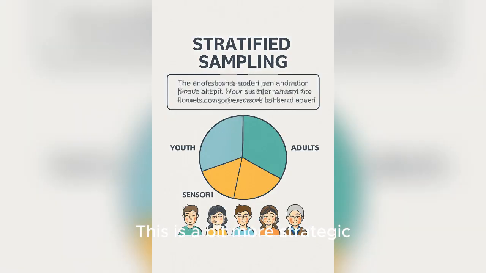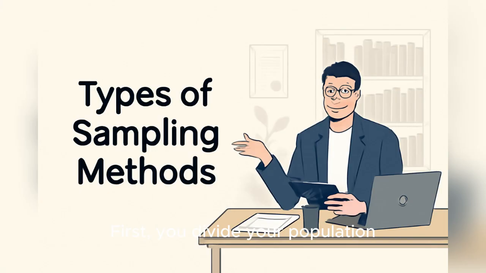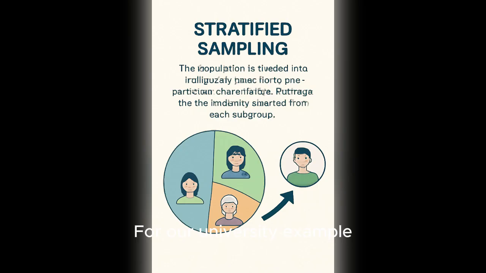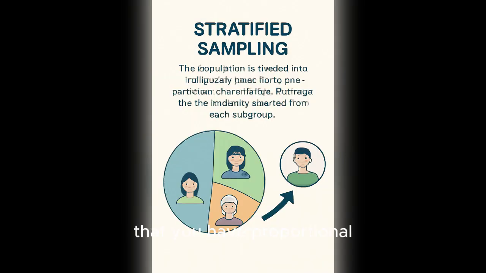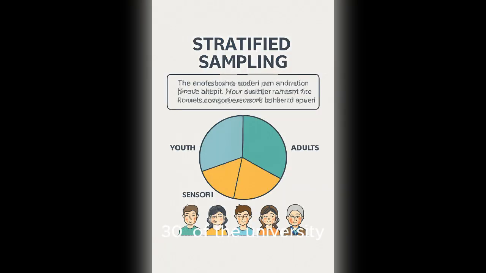Next up, we have stratified sampling. This is a bit more strategic. First, you divide your population into important subgroups or strata. For our university example, you might create strata based on year of study: freshmen, sophomores, juniors, and seniors. Then you perform a simple random sample within each of those groups. Why do this? It guarantees that you have proportional representation from every key subgroup. If freshmen make up 30% of the university, they'll make up 30% of your sample. This gives you much more precise results, but it does require more planning.